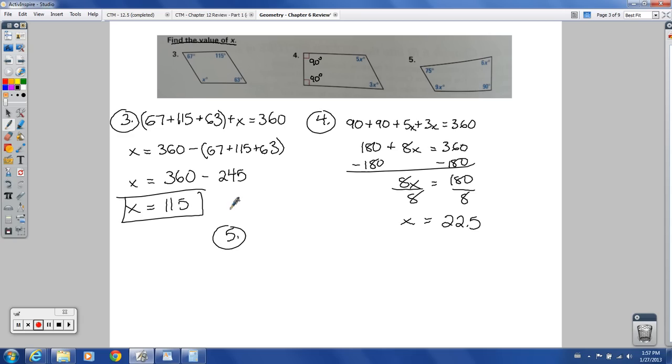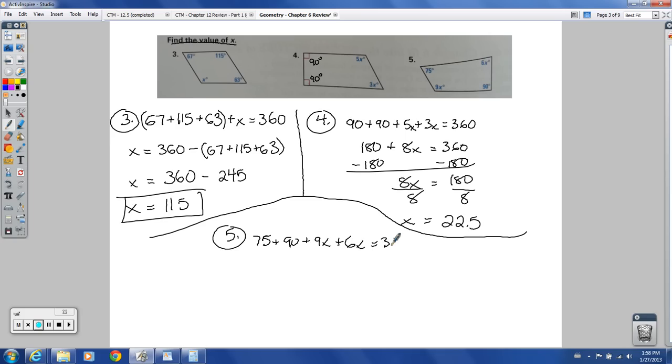Number 5, though, I'll just do that here to separate this from these two. So number 5, we have this, this, this, and this. They're all adding, same sort of thing. They're all adding to 360. It's a quadrilateral. So I'll do 75 plus 90 together, and then 9x and 6x, I'll put those two together, would be 360. This would be these two added together. That looks like it's going to be 165.